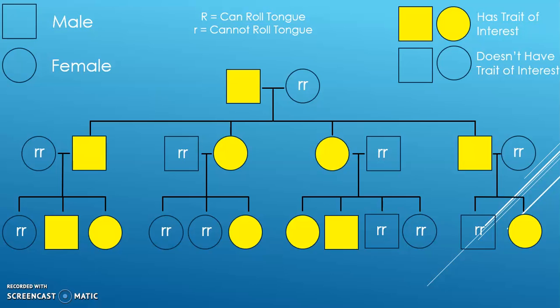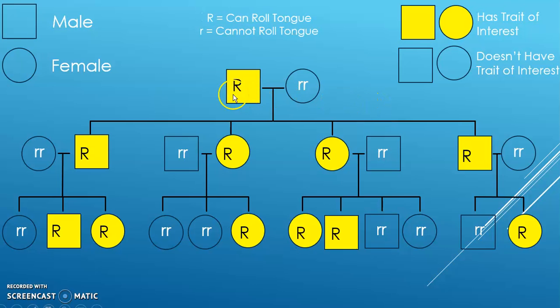So I will always take everyone without a dominant trait and fill in the 2 recessive alleles, the code for that, which in this case is the lowercase r. So all of the people who cannot roll their tongue get this lowercase r. For everyone who can roll their tongue, we know they have to have at least 1 dominant R. So I will stick 1 capital R to represent the dominant allele in each one of those boxes. And from here, we really have to do some extra thinking.